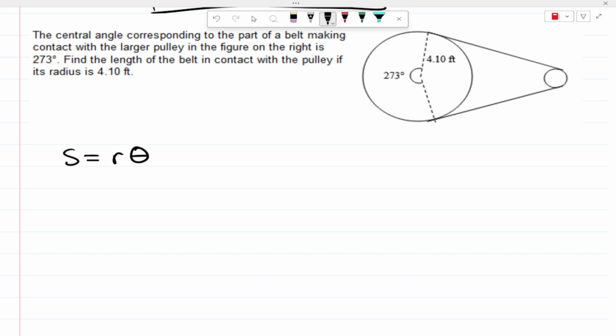So we have s equals r times theta. Now, to find the values of r and theta, we're just going to substitute them into the formula. What we know here is the radius, which I'll highlight in red. It's right here. So r is going to equal 4.10 feet. In the formula for arc length, the angle measurement, theta, must be in radians. So we're going to convert the measured angle from degrees to radians.